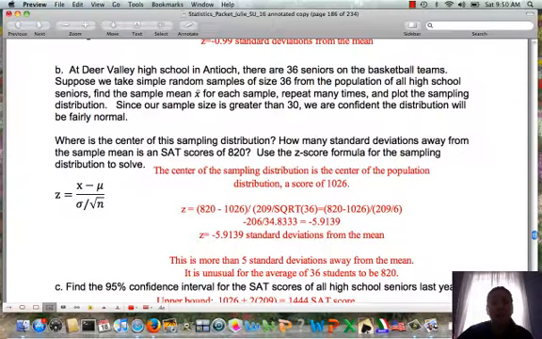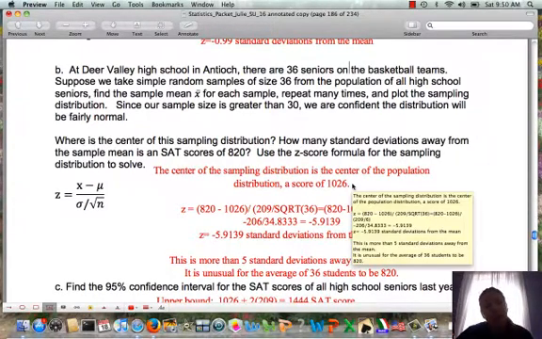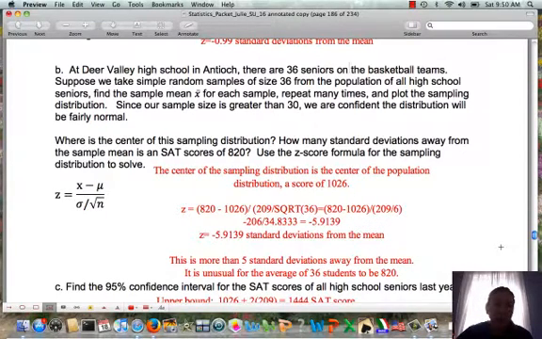Where is the center of this sampling distribution? How many standard deviations away from the sample mean is an SAT score of 820? Use the z-score formula for the sampling distributions to solve. The first thing to establish is that the center of the sampling distribution is the same as the center of the population distribution. So we'll be working with the same center, 1026. If you imagine our bell curve, it's still going to be centered at 1026, just as when we had one student. Now we're thinking about the sample mean being 820.